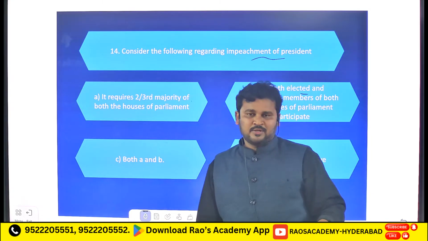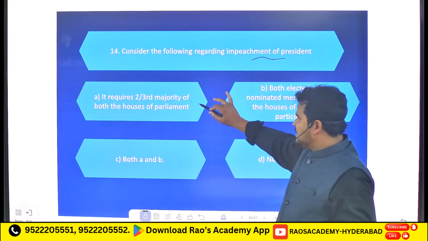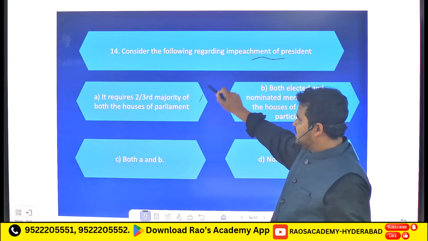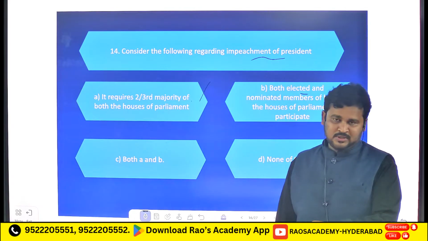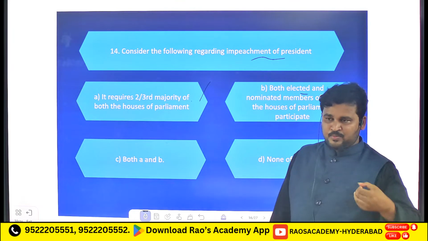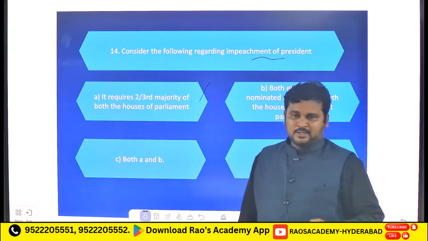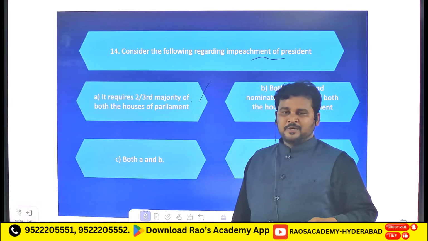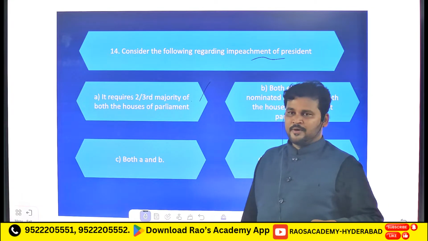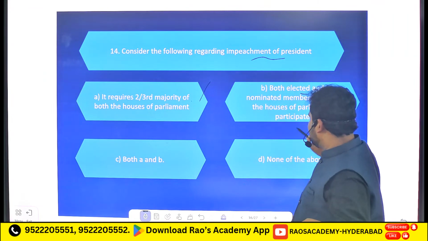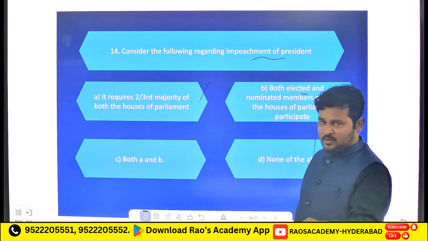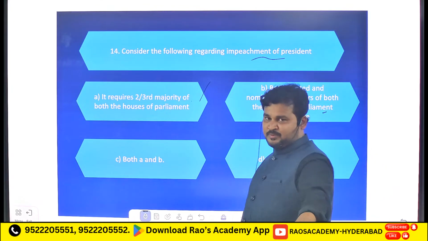Clear? So we have to find the true statements. So I can say that for removing the President of India, it requires a 2/3 majority of both the houses. Before that, we have to produce the notice regarding impeachment in the house. And B, both elected and nominated members of both the houses of Parliament participate in the impeachment process.